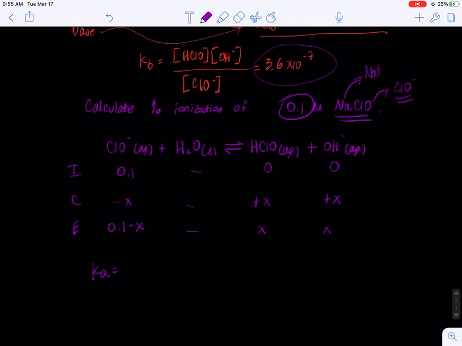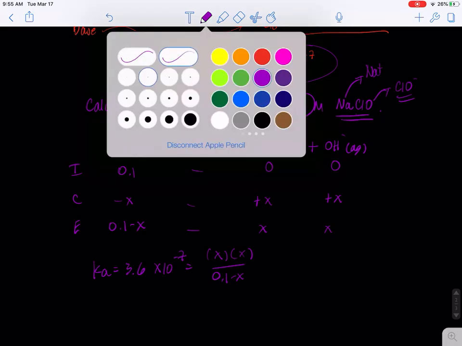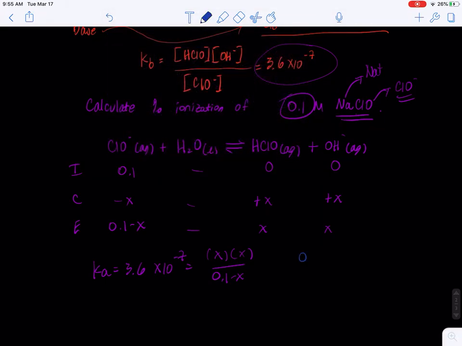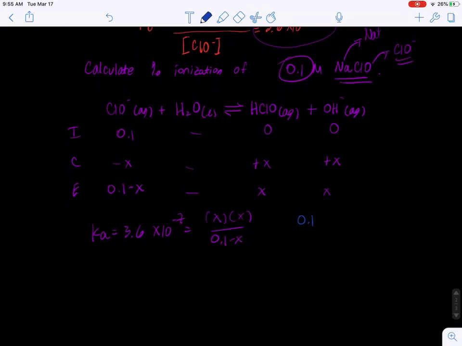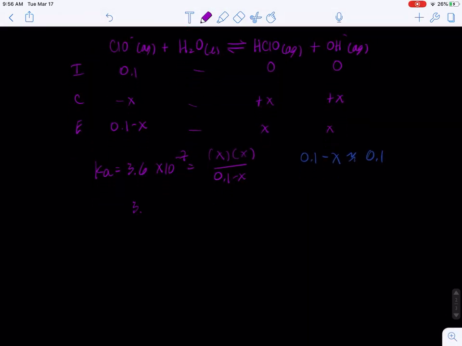But we know what the value is. It's 3.6 times 10 to the -7. And that's products over reactants. Okay? And remember the assumption that we make here. We assume that x is small because we're dealing with weak bases with very small equilibrium constants. So we assume that 0.1 minus x is about equal to 0.1. And that simplifies the math a little bit so that we don't have to use the quadratic equation.